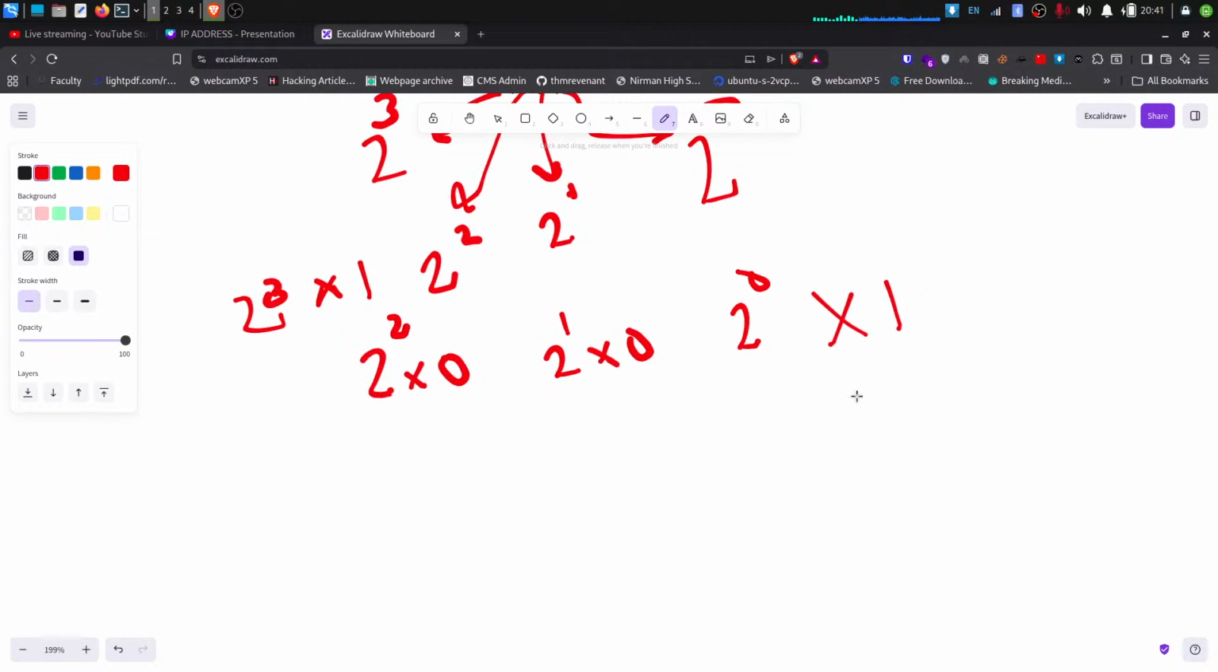What is the answer for this part, 2 to the power 0 into 1? What would be the answer?